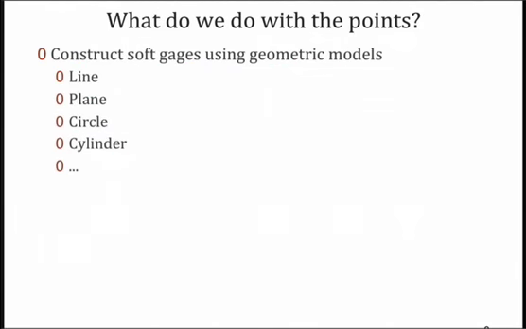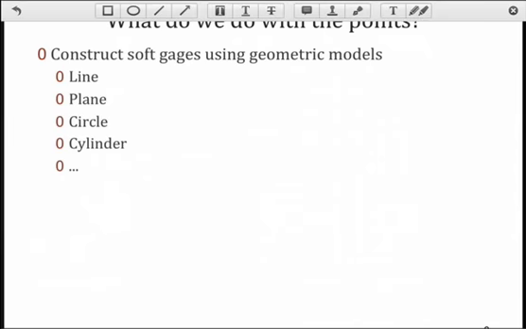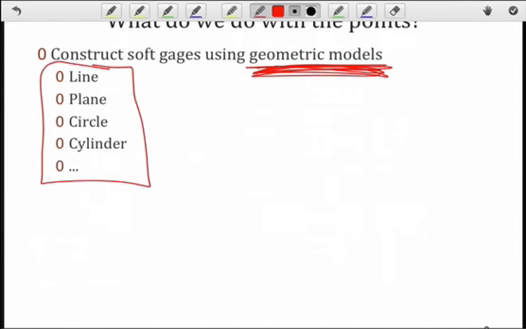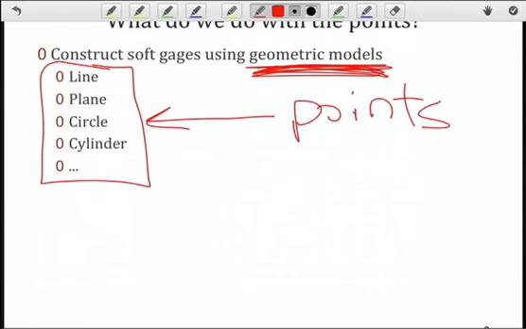Once I have my set of points, we need to construct soft gauges. And the soft gauges are essentially geometric models. So when I say geometric models, I'm talking about a theoretical model that corresponds to something in our design spec. And as you can see here, these are all theoretical concepts: a line, plane, circle, and cylinder. We're going to take our set of points and somehow find those types of geometries, and we'll see how to do that a little bit later.